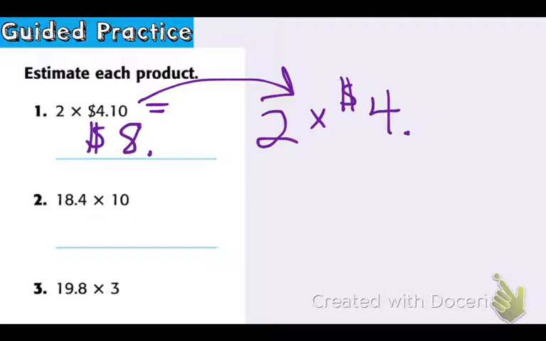Okay, if we look at problem 2, 18.4, 18 and 4/10.